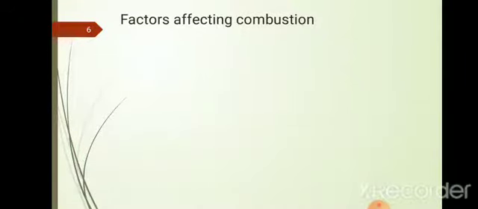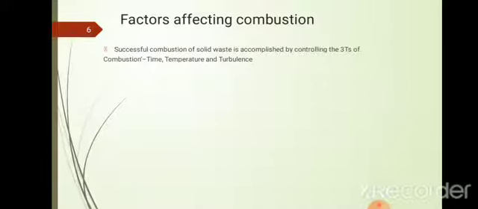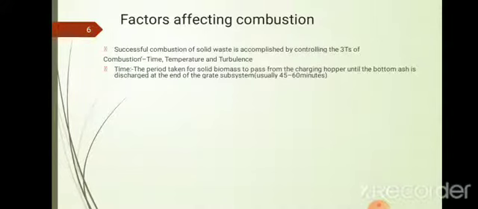And what are the different factors affecting combustion? Already we have discussed. Mainly for combustion, we call it the 3 T's. For successful combustion of solid waste, we have to follow the 3 T's. What are the 3 T's? One is time, another one is temperature, and turbulence. So time means the time or period taken for the solid biomass to pass from the charging hopper until the bottom ash is discharged at the end of the grate subsystem. So it is a total time, that residence time, that the biomass will be inside that combustion system.